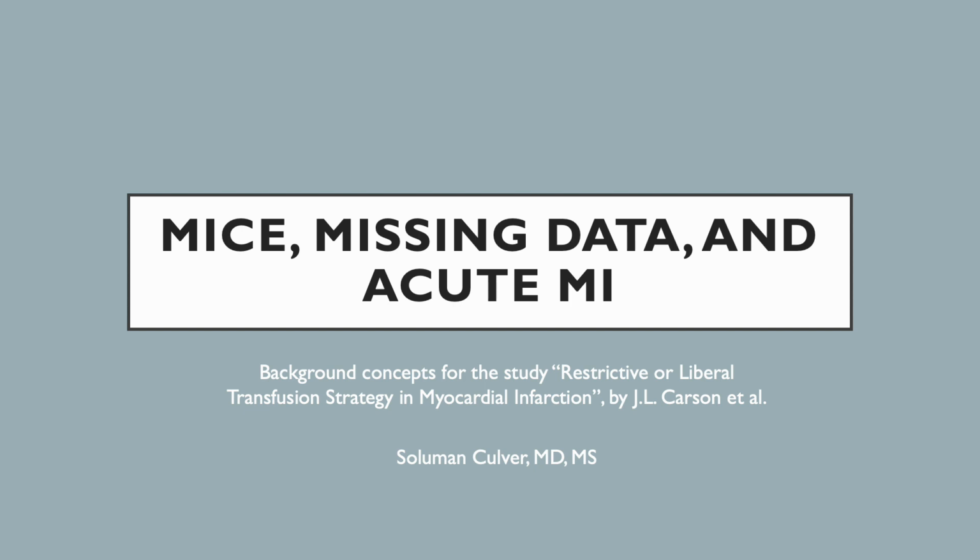This is the third lecture in a series leading up to an analysis of the paper Restrictive or Liberal Transfusion Strategy in Myocardial Infarction by JL Carson. The name of this lecture is Mice, Missing Data, and Acute MI.